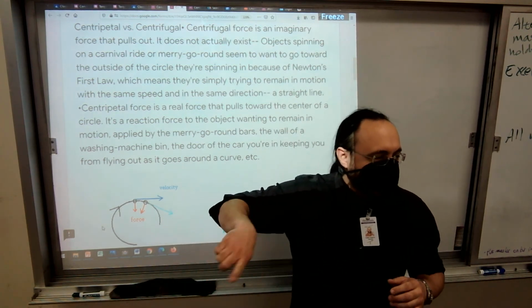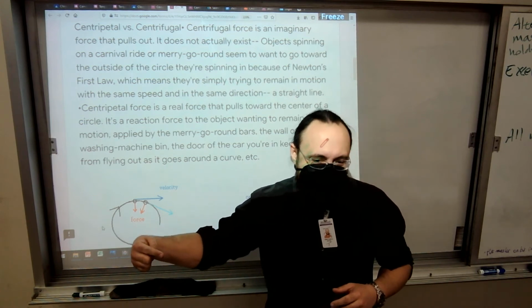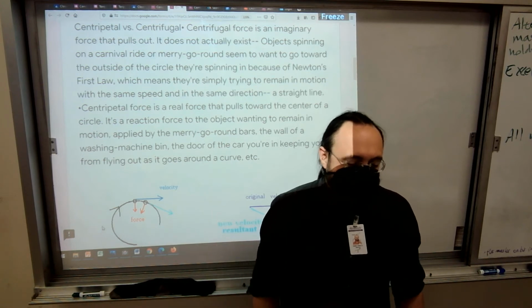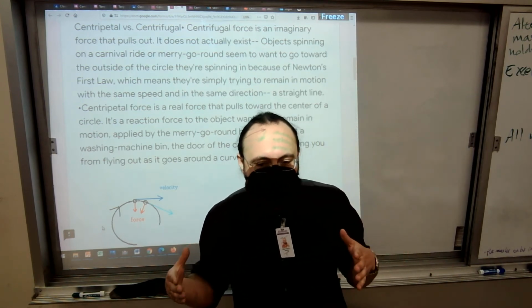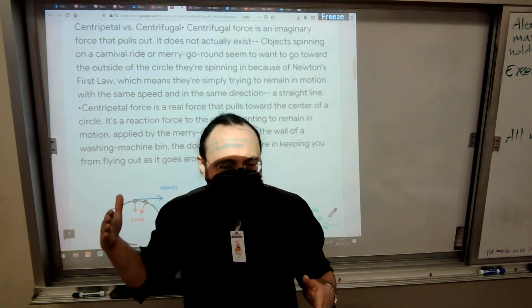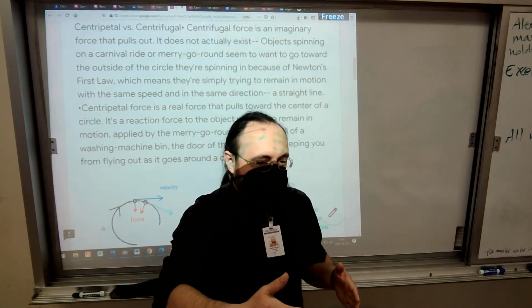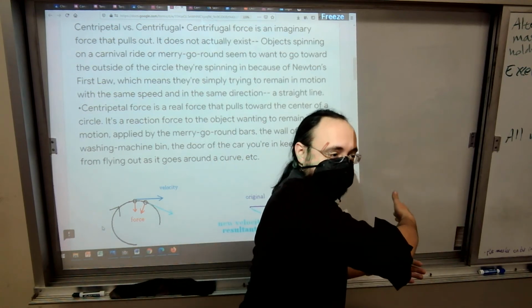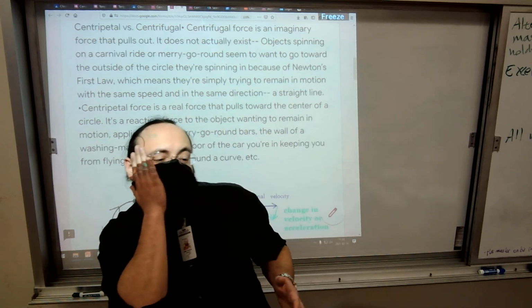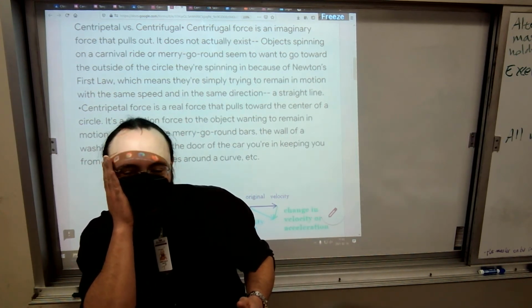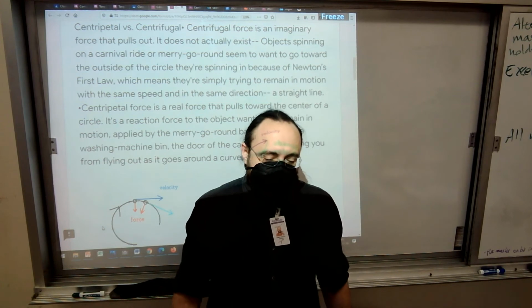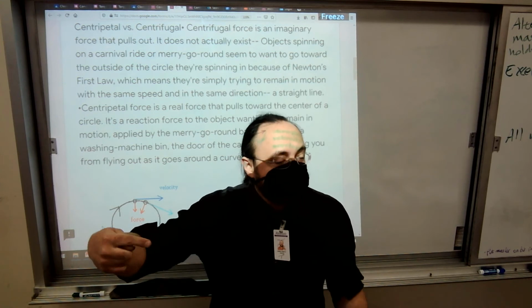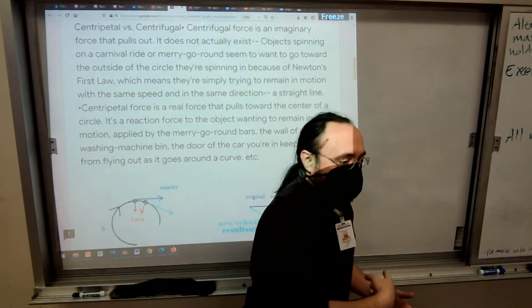The drum is providing that centripetal force that pushes the clothes toward the center of the circle so they don't go flying out of that drum. Or if you're in a car, you guys ever been in a car? And you're going around a curve, and somebody is driving the car and they go around the curve like this. And you're like against the door or the window or whatever you got. And that door is providing a centripetal force that is keeping you moving in a curved path with the car.